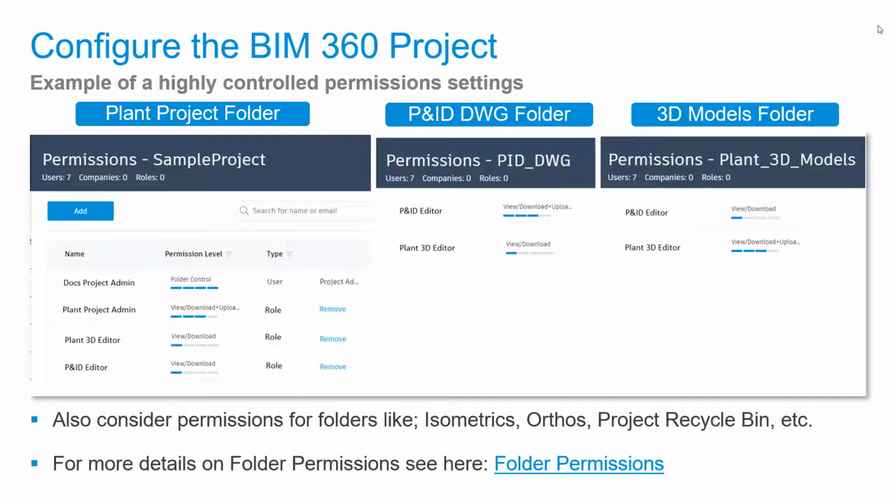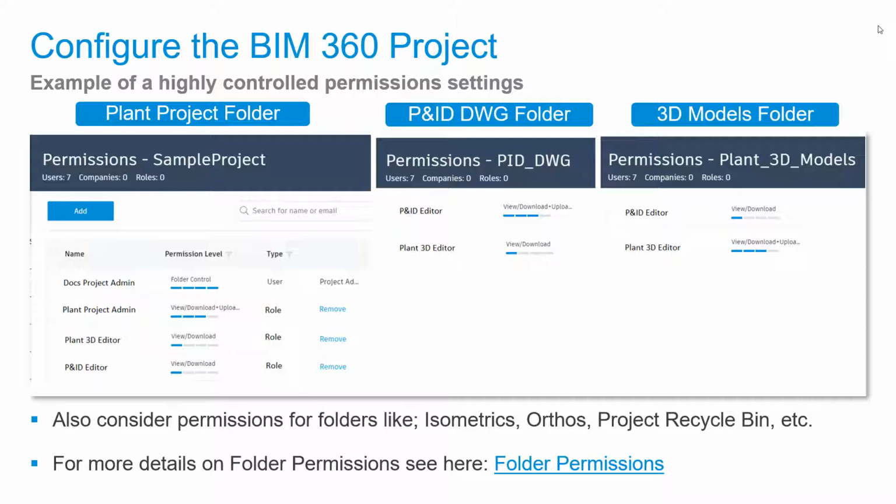How do we configure the project? This is a bit technical, but this is just an example of highly controlled permission settings. The system is quite flexible, so we could make it very open or, just like in this case, highly controlled. The plant project folder can be assigned permissions per person, companies, or roles, as you can see here. So this is a BIM 360 classic feature. Roles can also be customized, so we could also call them groups if needed.